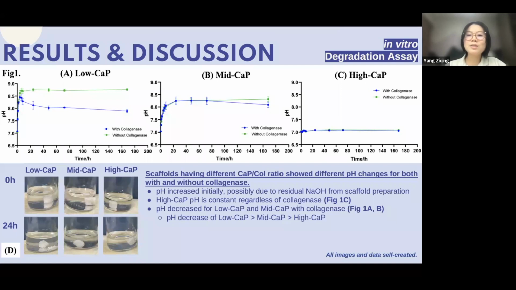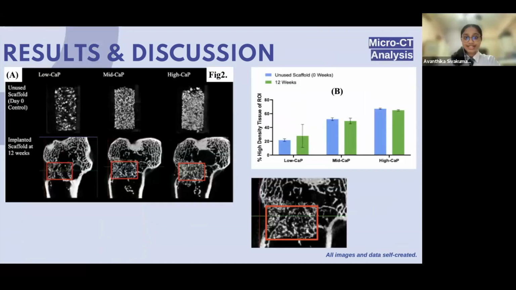In Figure 2a, the low CAP scaffold shows CAP granules falling apart from the main structure, indicating that it has low mechanical stability. Micro-CT scans allowed us to visualize high-density tissue, which consists of both hard bone tissue and CAP material from the scaffold. These two parts cannot be differentiated owing to their very similar X-ray attenuation values and hence appear as white regions.